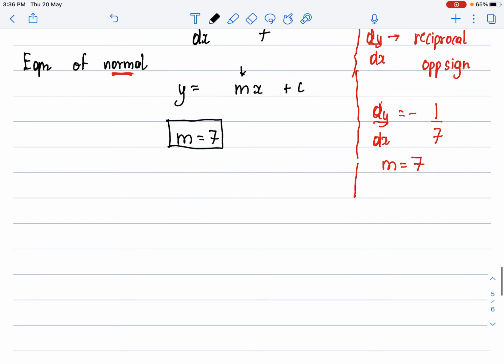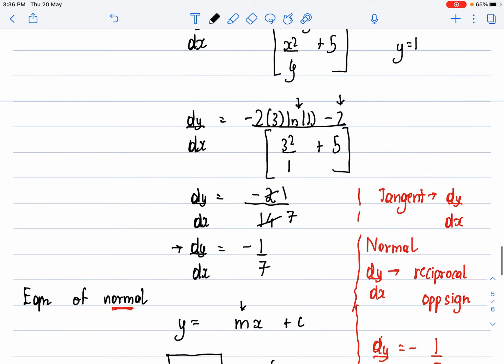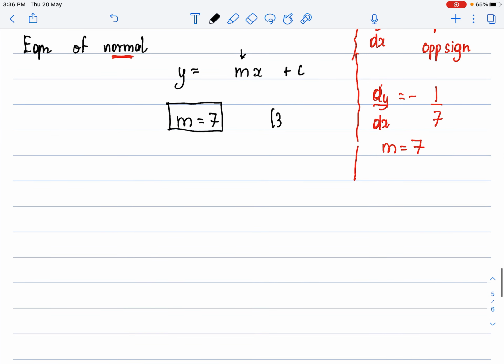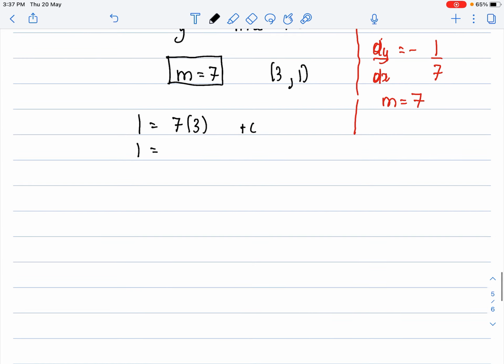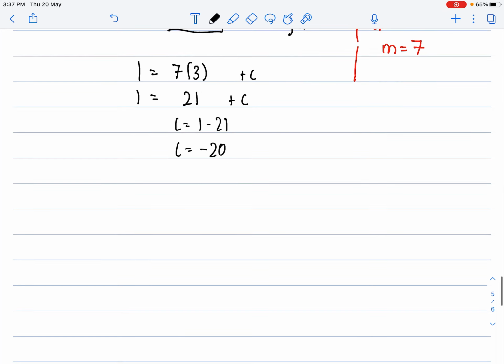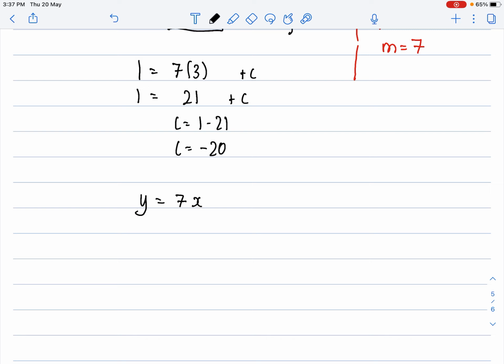Now I have my coordinates, which is 3, 1. So I need to find c to get the equation. My y is 1 equals 7 into 3 plus c. So 1 equals 21 plus c, so c equals 1 minus 21, where c equals minus 20. So now I can write my equation as y equals m, where m is 7, x minus 20, which is c. So this is the equation of the normal.